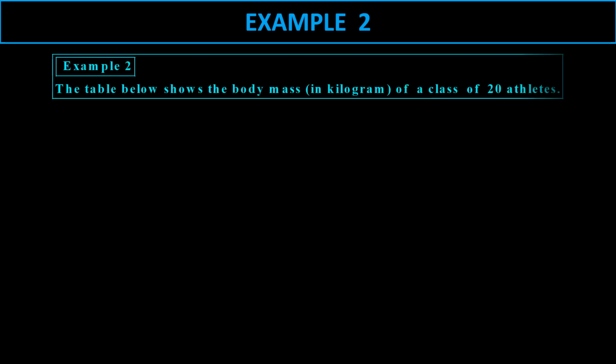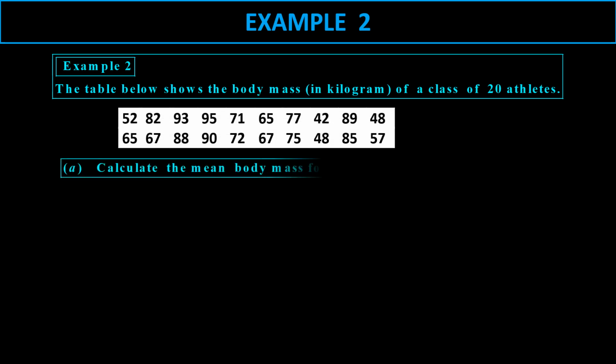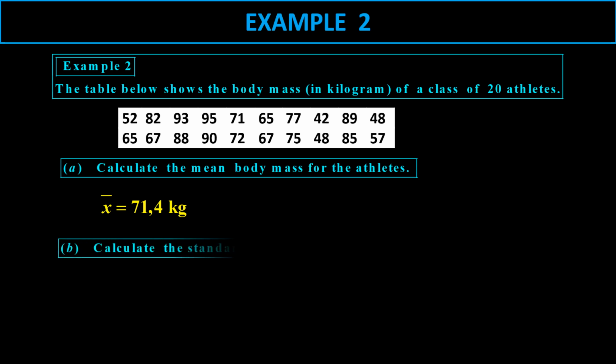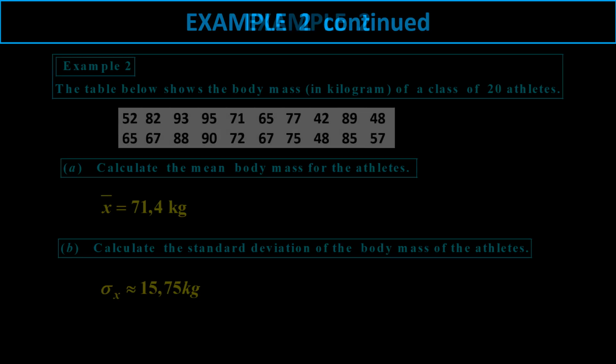Let's look at our second example. Here we have the body mass of 20 athletes. There's the 20 athletes, their body mass. Calculate the mean. Should be very simple. The mean is 71.4. And calculate the standard deviation of the body mass. So the standard deviation using your calculator, that is 15.75. Now we're going to have a question where we have to interpret these 2 values.